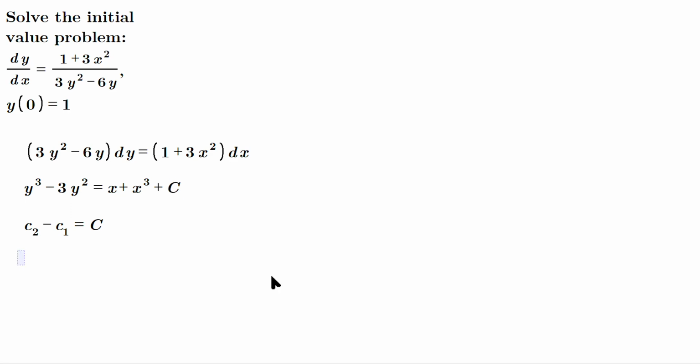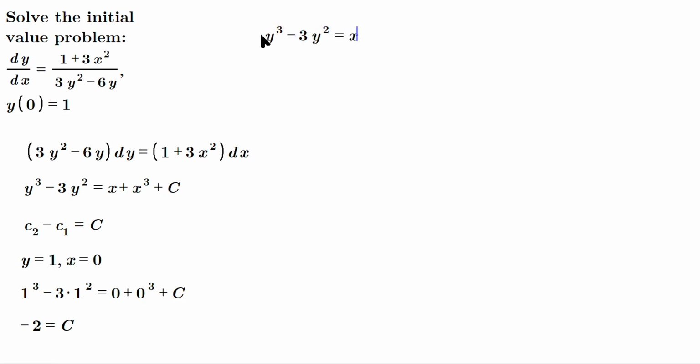Apply the initial condition. So remember, y is 1 and x is equal to 0. So plug those in. You're going to have 1 cubed minus 3 times 1 squared is equal to 0 plus 0 cubed plus c. So on the left side, you're going to end up with 1 minus 3, so negative 2 is the value of c. So it means that now we get the differential equation solved by y cubed minus 3y squared is equal to x plus x cubed minus 2. Now this is an implicit curve basically.